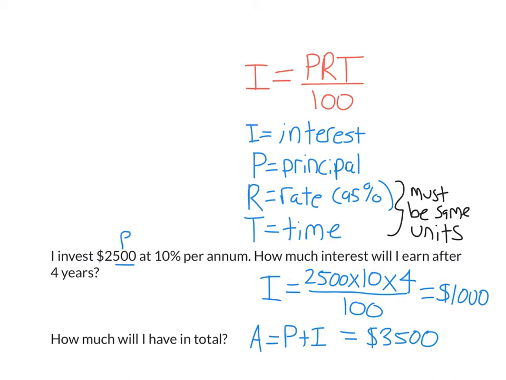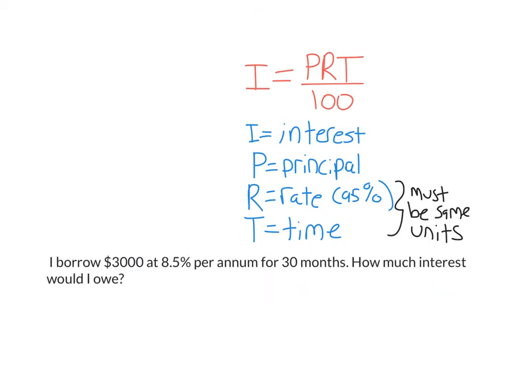I'll now show you an example where R and T are not in the same units. Let's look at this question here. I borrow $3,000 at 8.5% per annum for 30 months. How much interest would I owe? So I'm going to use the same formula here. It doesn't matter whether I'm borrowing or investing the money. So I want to calculate the interest. So I have interest equals P, so that's the initial amount, which is 3,000, times R times T over 100.